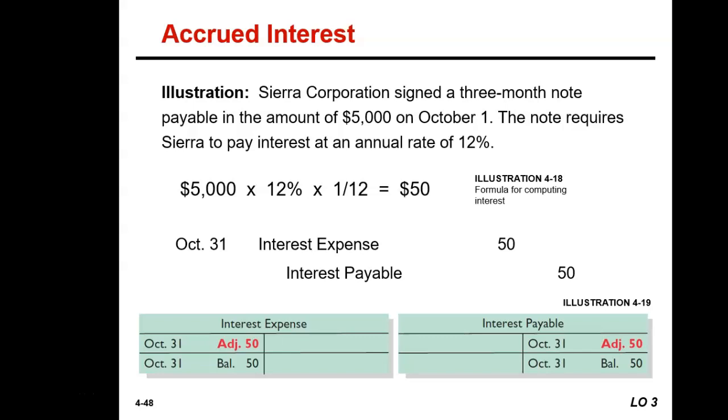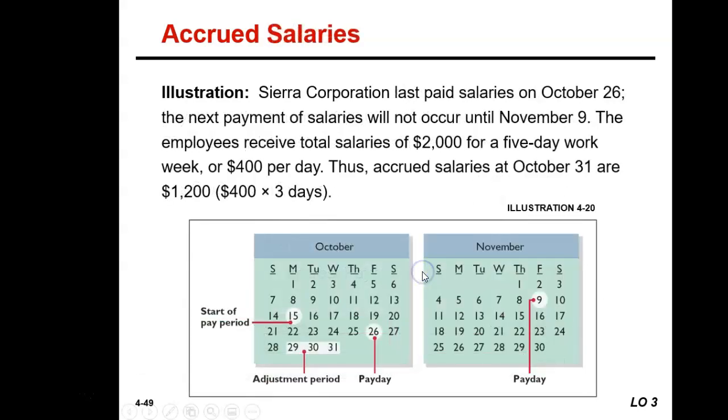When making the adjusting entry, we're going to debit interest expense for $50 and credit interest payable for $50. The adjustment again shows the amount of interest that has accrued and that is owed by the end of the current accounting period. So once again, with an adjusting entry, you're going to either increase a revenue account or increase an expense account. The adjustment will consist of one account from the income statement and one account from the balance sheet.